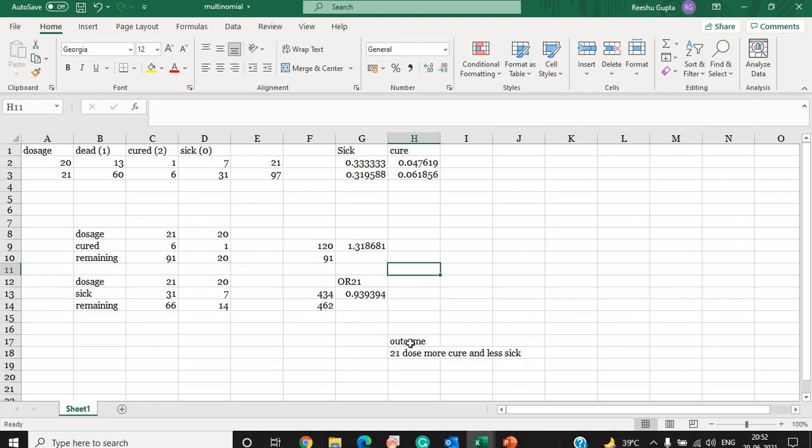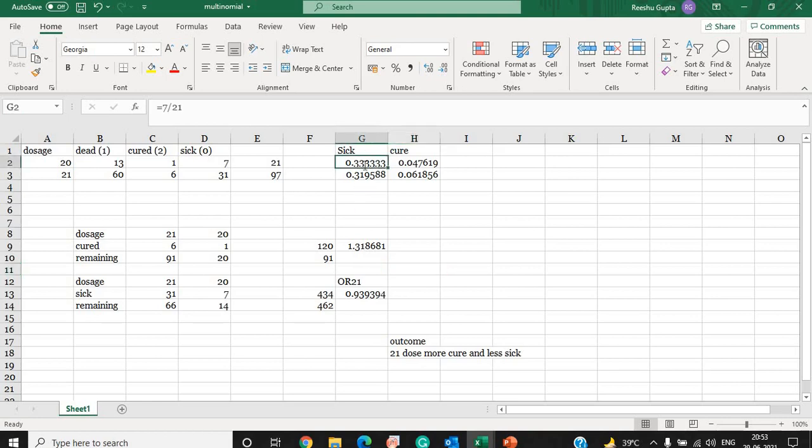For the 21 microgram dose, the OR is more than 1, which means if we give the 21 microgram dose to the patient, the chances of cure are going to be much more than those of being sick. Because it is 1.31. For sick it is less than 1, it is 0.93. So we can say that the 21 microgram dose is more effective than the 20 microgram dose. However, this is not significant, as you can see, it is not much lower than 1 and not much higher than 1.1.